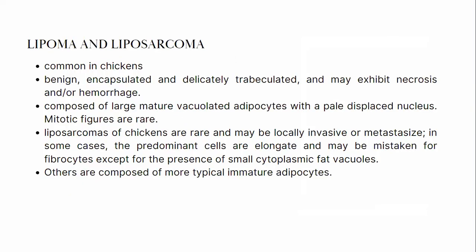Next is the lipoma and liposarcoma, which is very common in chickens. They are benign and they are encapsulated and delicately trabeculated and may exhibit necrosis or hemorrhage. They are composed of large, mature, vacuolated adipocytes with pale displaced nucleus. Mitotic figures are rare. Sa liposarcoma naman, in chickens are very rare and may be locally invasive or metastasize.